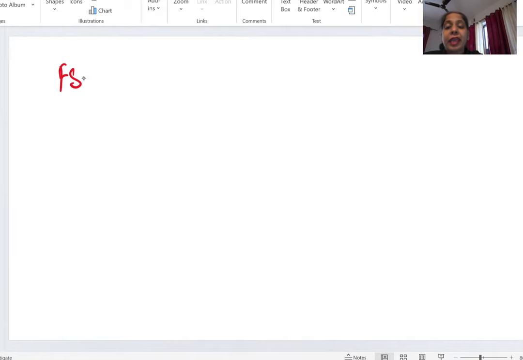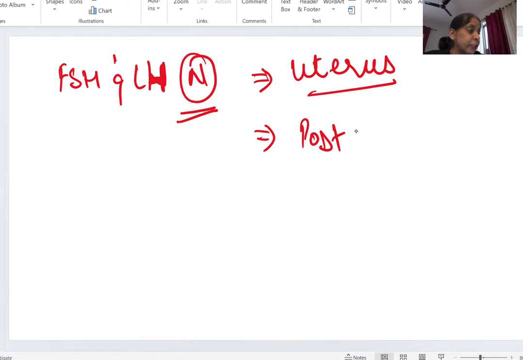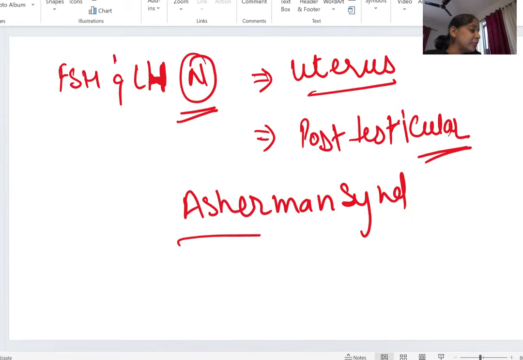Then next is, if FSH and LH are normal, then it means the fault is at the uterus. It means that the hypothalamus is producing them, negative feedback is also going, and estrogen and testosterone are also being produced. It means the next level is the uterus, or post-testicular in case of azoospermia, post-testicular obstruction, right? Have you got it? So what are the faults at the uterus? Asherman syndrome. In Asherman syndrome, do you remember that FSH and LH were normal? Right? Post-testicular obstruction is vas deferens obstruction.